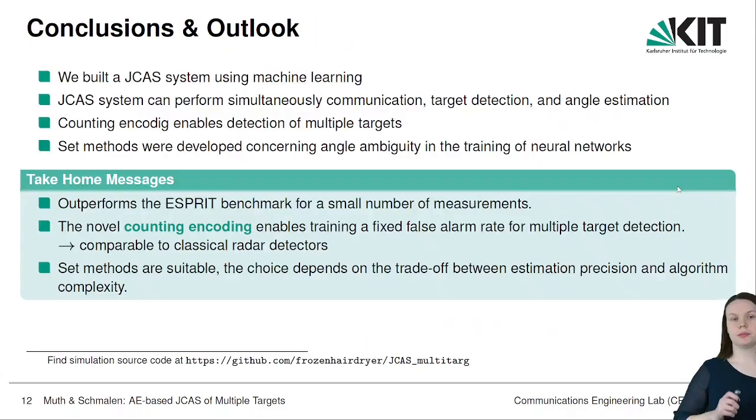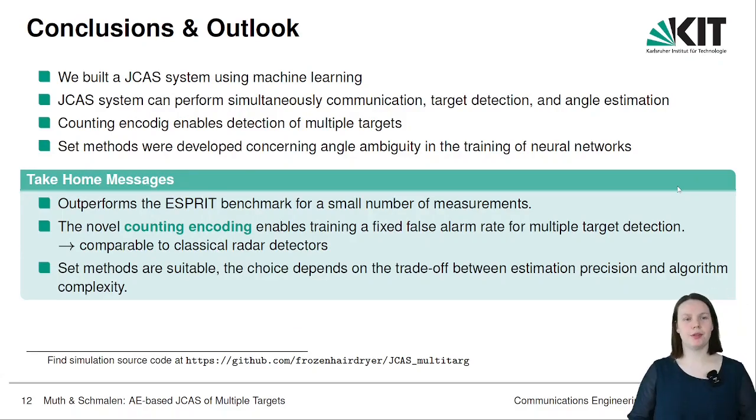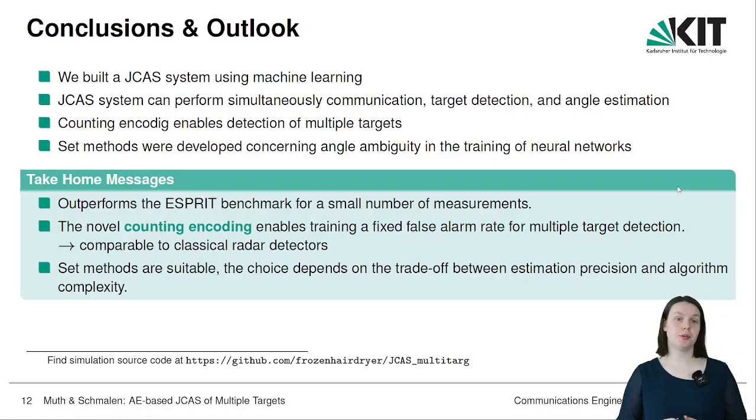So, I'm already coming to the conclusion and the outlook of our work. We built this joint communication and sensing system using the autoencoder approach with our machine learning methods. Then we saw that we can perform simultaneous communication, target detection and angle estimation. We saw that the counting encoding enables the detection of multiple targets, and the set methods that we developed really got rid of the problem of our angle ambiguity.